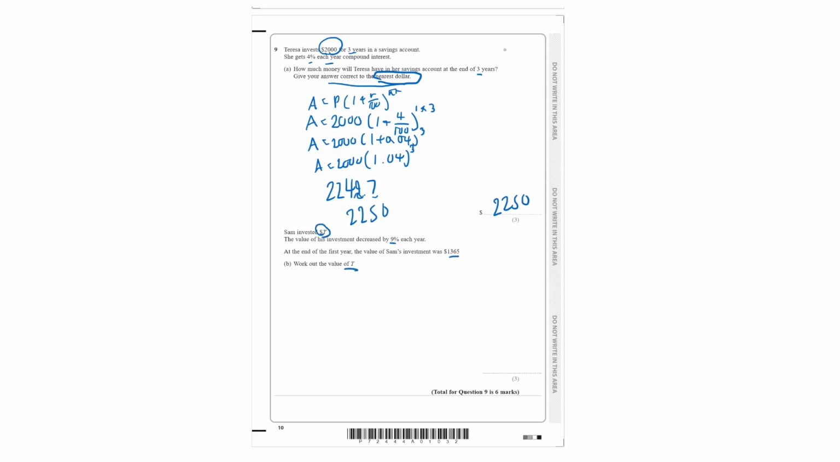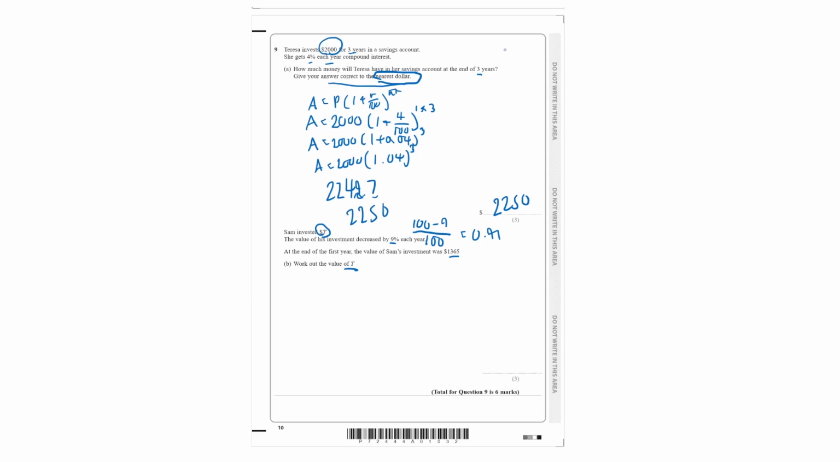So what was the original money before it went down? We can see that it decreased by 9%, and 1 whole is simply 100%. If it decreased by 9, we subtract 9. And to find the percentage, we divide by 100. 100 minus 9 is 91. Divided by 100 is equal to 0.91.